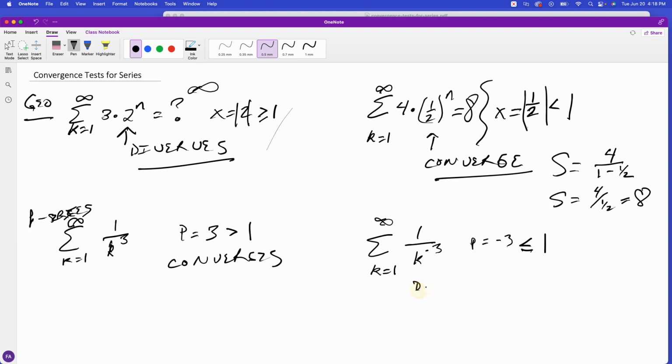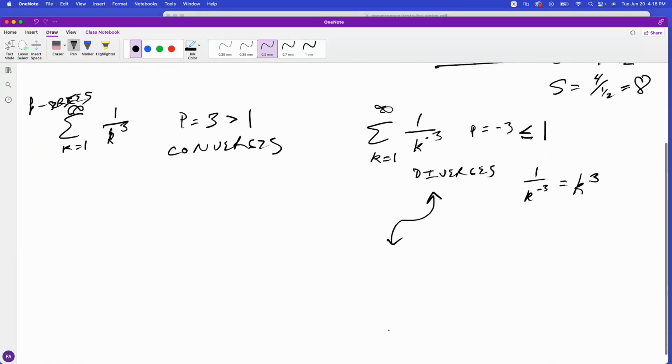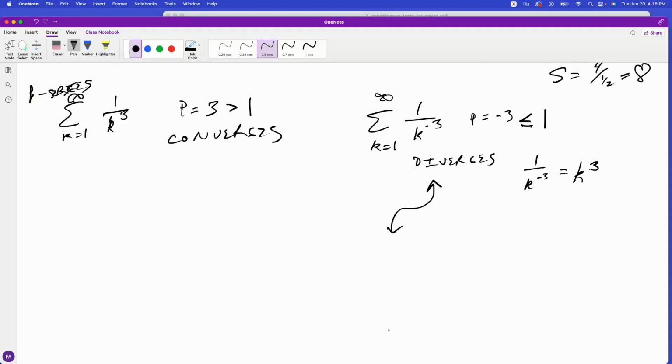Which means this diverges. Now, this may seem backwards, that the negative value is going to diverge, but think about what this does. If you have 1 over k to the -3, that's the same thing as k to the 3rd. So you're dealing with a cubic function. Of course, the cubic function is going to get bigger. You're talking about a function, in this case, that does something like that. Now, this isn't a function. This is a series, of course. But you can always go back and think about what this would look like if it were a function.